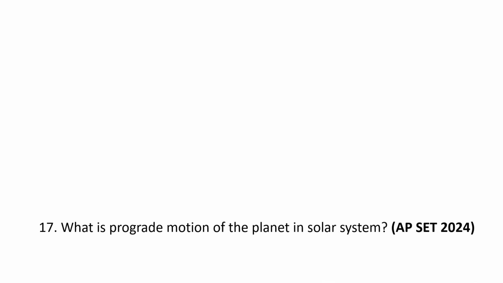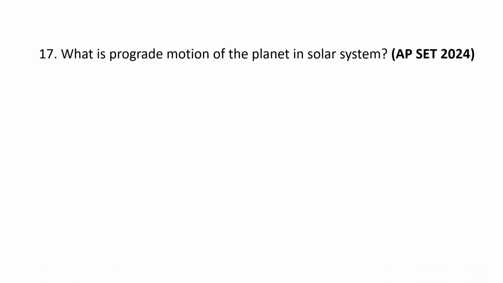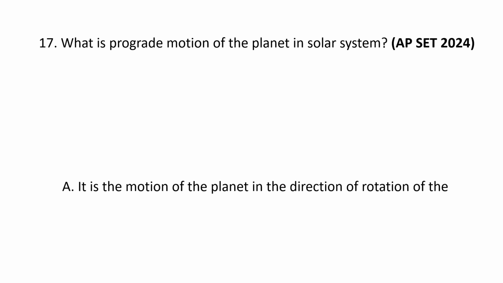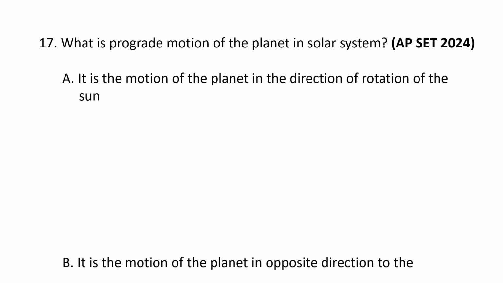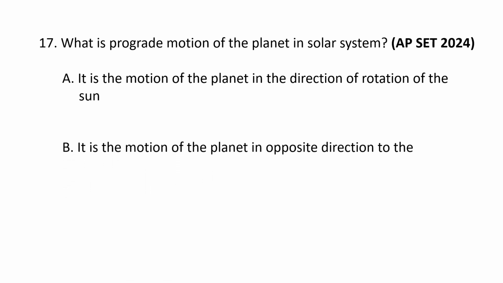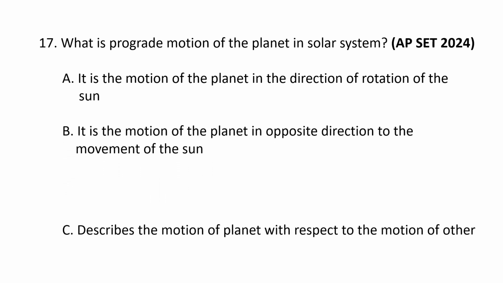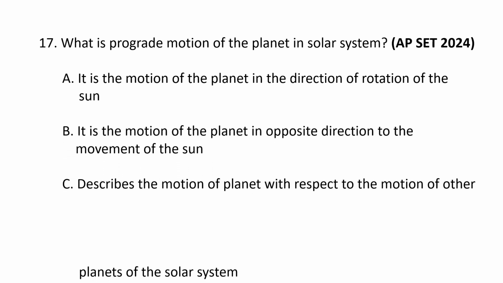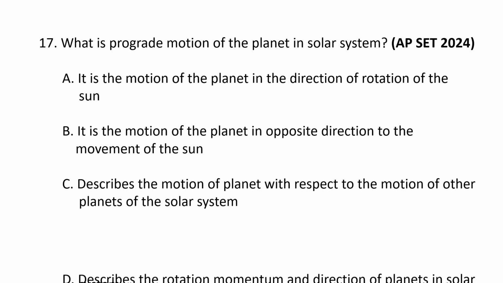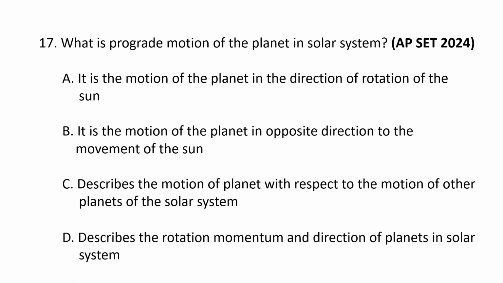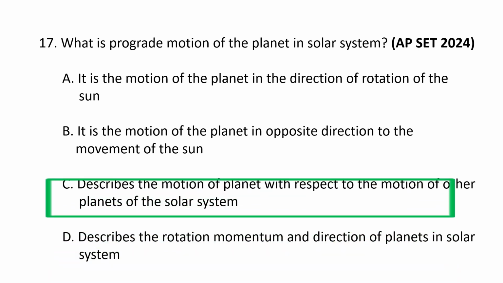Next question. What is prograde motion of the planet in solar system? A. It is the motion of the planet in the direction of rotation of the sun. B. It is the motion of the planet in opposite direction to the movement of the sun. C. It describes the motion of planet with respect to the motion of the other planets of the solar system. And D. It describes the rotation momentum and direction of the planets in solar system.